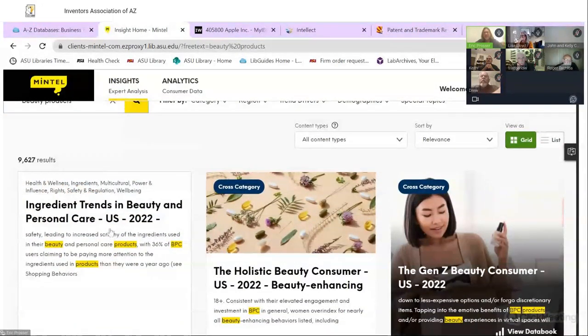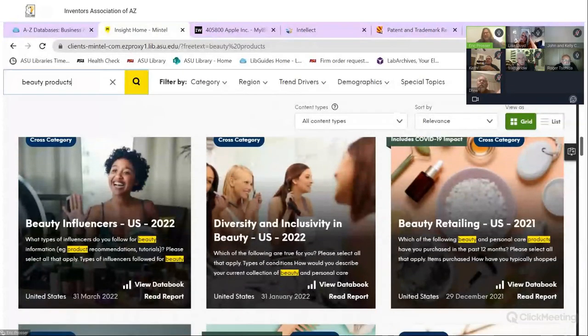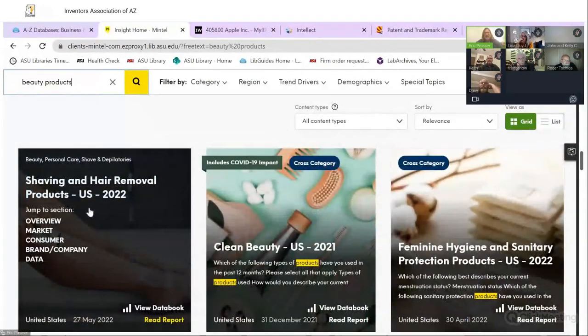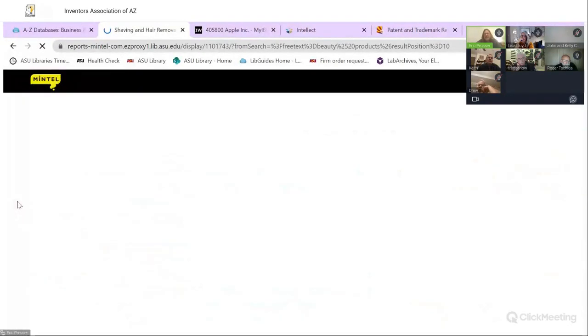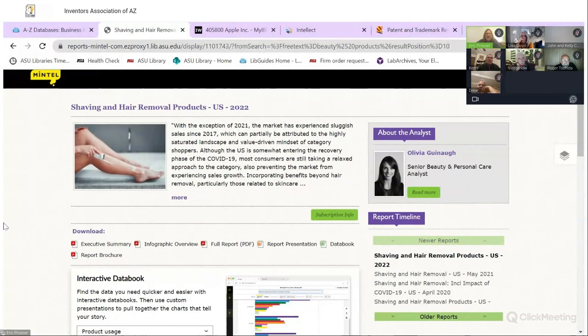And so, I just did a search on beauty products, and you notice obviously it's going to sort by relevance. But as we scroll down, we're going to see some different reports. A report from 2021 on, say, beauty retailing. And it might get as detailed as looking at hair removal products. And so if I pop into this report, it tells us who the analyst is.